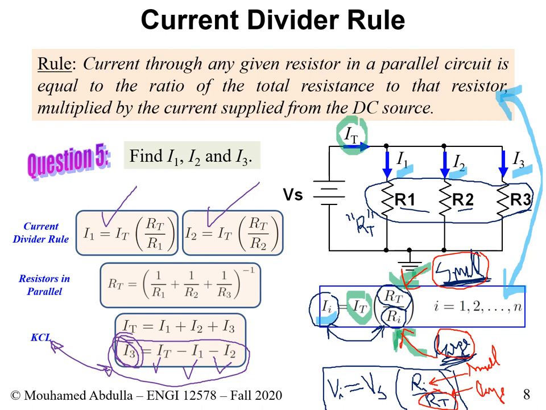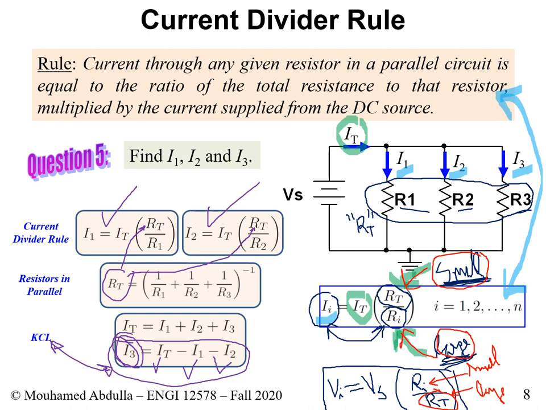Okay. By the way, the total resistance with three resistors is, of course, through the equation for finding the total resistance, which is this one here. And this is what you put here on top and what you put here. And this will be smaller than the smallest resistance.